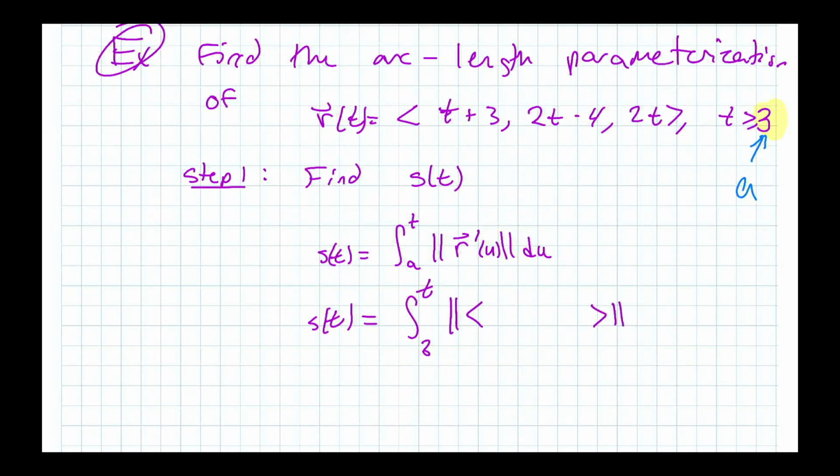So we need the derivative of this function here. Normally the derivative is going to be in terms of t, so r prime of t is the derivative here. What's the derivative of t plus 3? 1. What's the derivative of 2t minus 4? 2. What's the derivative of 2t? 2. Now, if there were any t's, you would have to change them to u to get r prime of u. Now, there aren't any, so we don't do anything.